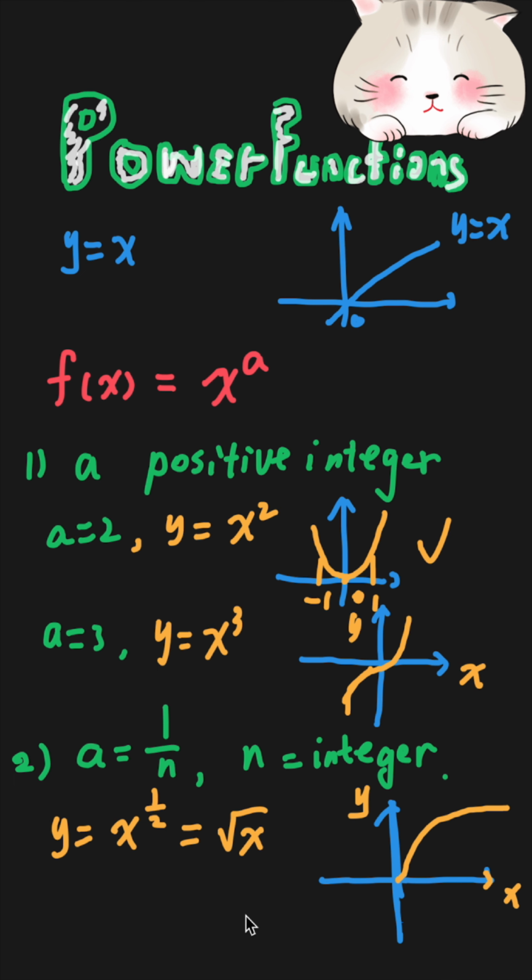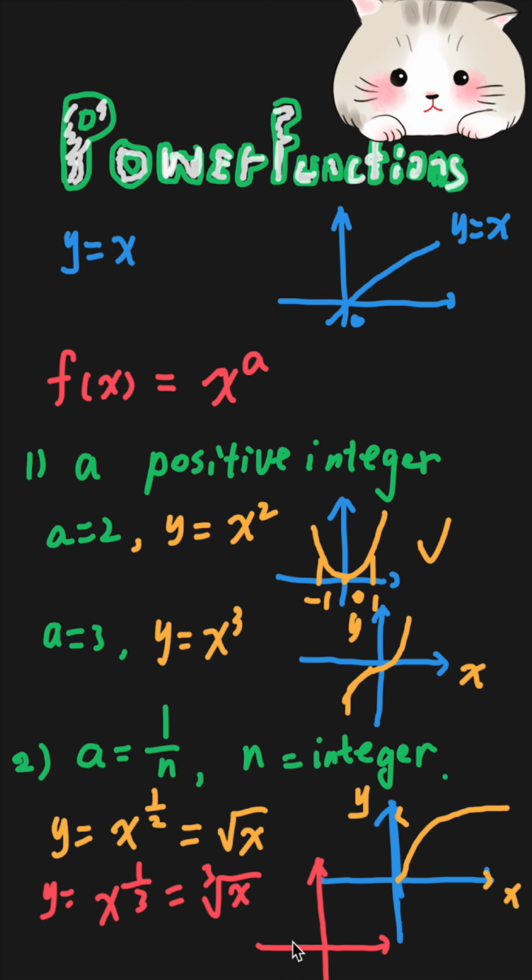The domain of this function actually is from 0 to the positive infinity. What if we have y is equal to x raised to the power 1 over 3, which is essentially the cube root of x? The domain of this function can be real numbers. So it can be positive, it can be negative. So the curve of the graph should be over like this.